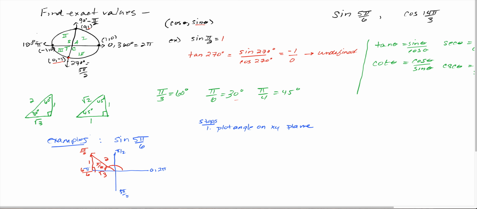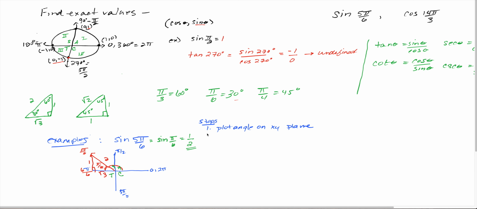Also, think about where things are positive, right? So where we're going to get positive, where we're going to get negative values. If I think of my CAST, sine is positive in the second quadrant. So sine of 5 pi over 6 is the same as positive sine of the reference angle, which is pi over 6. So sine of pi over 6 is 1 over 2, opposite over hypotenuse. So sine of 5 pi over 6 is 1 over 2.